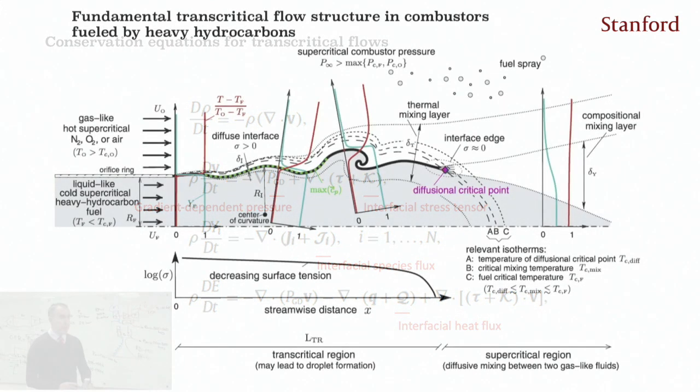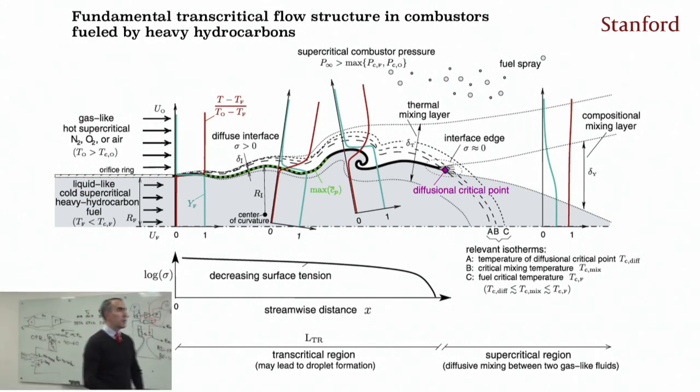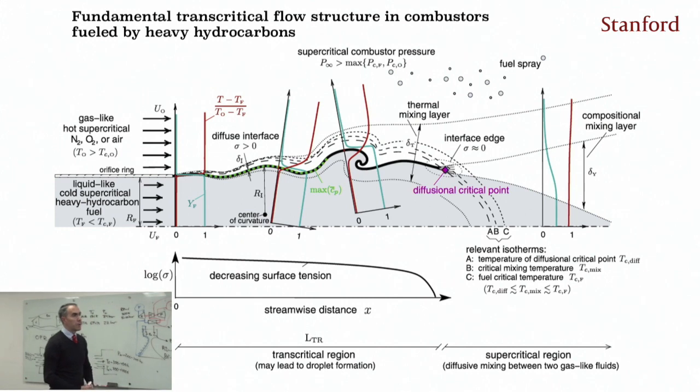All right, so let me just finish here. I'm just going to spend another 5 minutes giving you what the theory gives. This is a sketch of the solution. In the paper, you're going to find more quantitative explanations of this structure, but this is the fundamental structure that arises from the theory, that we calculated numerically. So here you have exactly the same configuration that I was telling you on the whiteboard: gas-like, hot, supercritical co-flow.